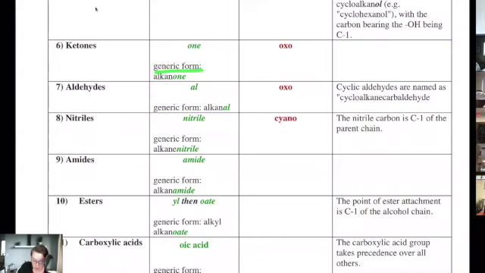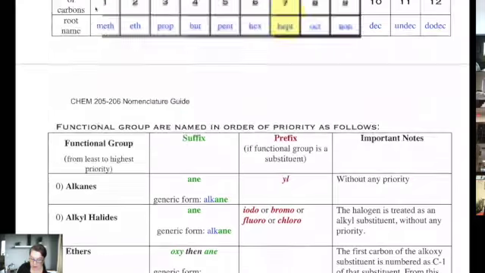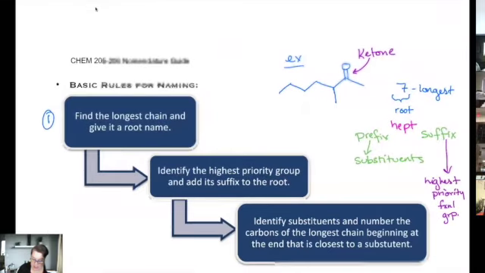So this generic form is showing you the root, which is your alkane, plus a suffix. So it's saying I'm going to take my root plus O-N-E. So I'm going to go back up here and say, okay, let's grow on this. We had hept. The suffix is going to get the O-N-E from the ketone. So now we're at heptanone.